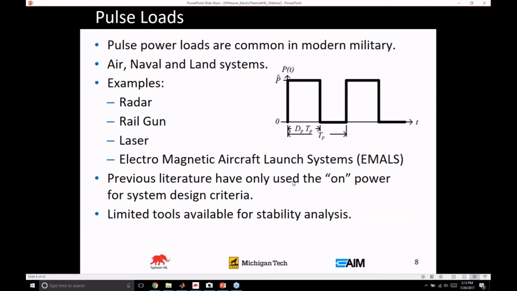So previous literature, all those analysis techniques that I was showing before, Middlebrook, linearization, eigenvalues, might tell you something about when the power is on or the power is off, but things get a little bit less clear, especially for stability, when you look at the entire signal. This is a very large signal, nonlinear system, and so there are limited tools to be able to judge the stability of this sort of load.